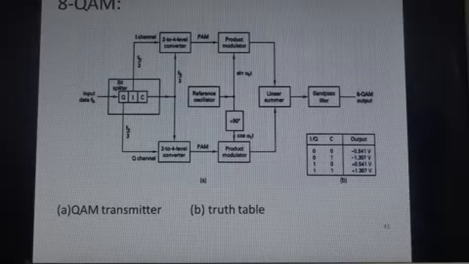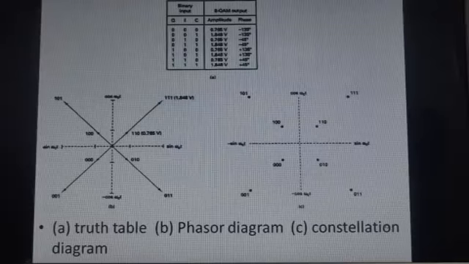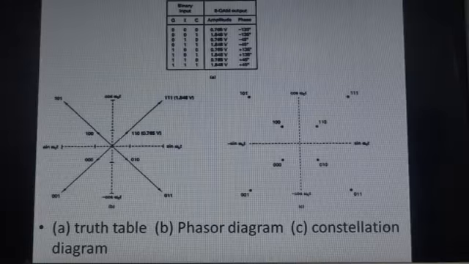The truth table is shown in the figure for the 3 inputs. Here, as we can see, the first diagram shows the truth table, the second is a phasor diagram, and the third is a constellation diagram.